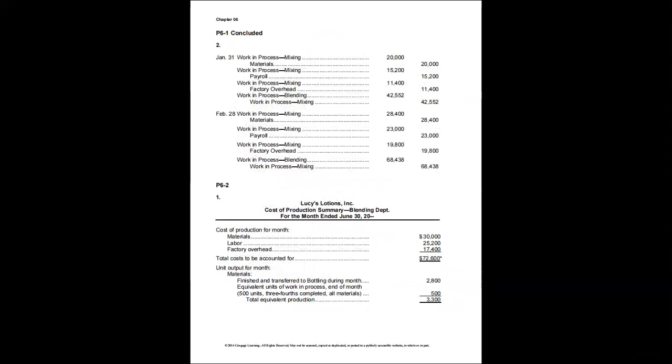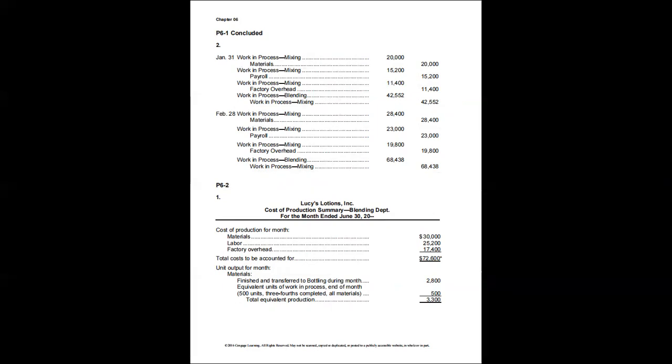Then we have in February, we again debit work in process mixing for the given amount of material cost, materials given at 28,400. We have labor and factory overhead. Finally, debit to work in process blending and credit to work in process mixing. Now this time for the cost of the units transferred from the mixing to the blending.